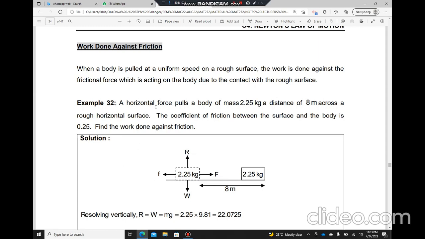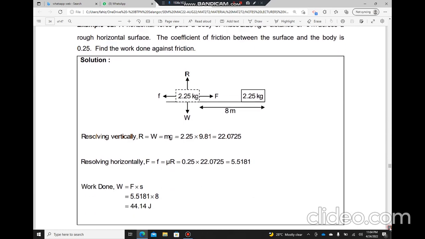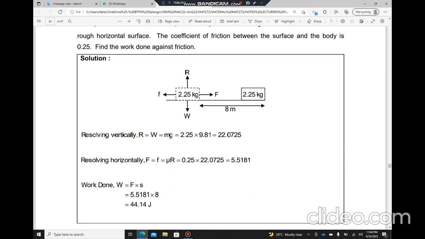Okay, example 32. A horizontal force pulls a body of mass 2.25 kg. Okay, so this one is m. A distance of 8 meter across a rough horizontal surface. Okay, dia dalam kes ni horizontal. And then the coefficient of friction between the surface and the body is 0.25. Find the work done against friction. Okay, so kalau kat sini, dalam kes ni, you need to calculate. Okay, dia ada dua, vertically and horizontally.